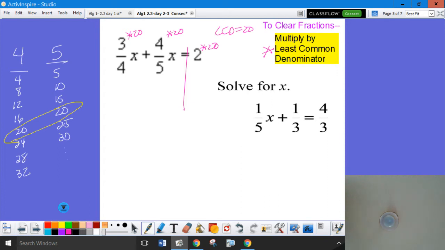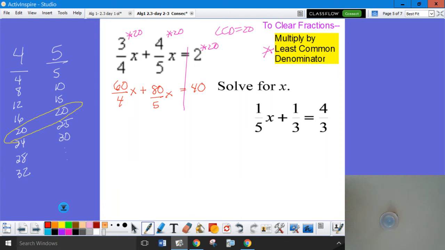Okay? So here's my thinking process. I'm going to take 3 times 20. That's 60. And I'm going to go ahead and write this out a little bit more than normal this time just so you can see where I'm going. 4 times 20 is 80. There's my 5. And 20 times 20 is 40. So right now I still have fractions. I know you're thinking, well, that didn't really do anything but make bigger numbers.